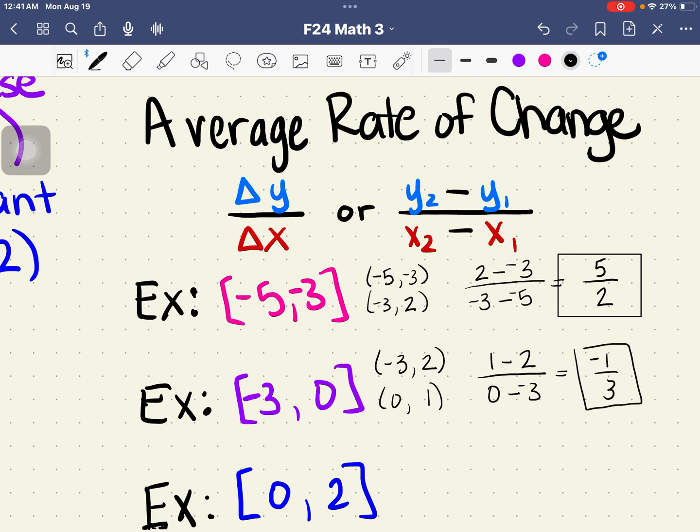Okay? So notice the difference here: if we have an increasing interval, our rate of change is positive. If we have a decreasing interval, our rate of change is negative, which makes sense. Increasing means the y values are going to increase. Decreasing means your y values are going to decrease.